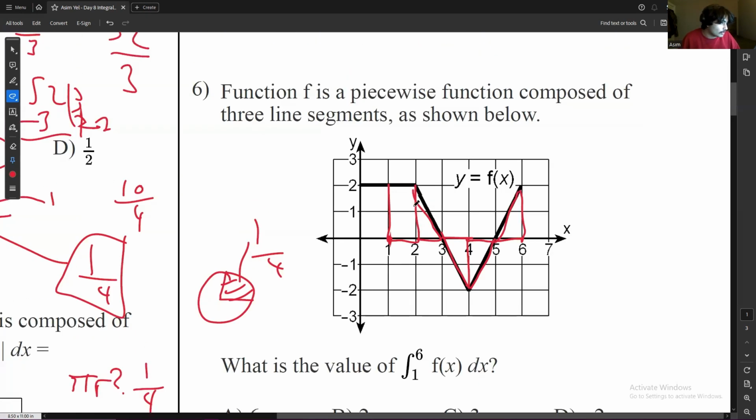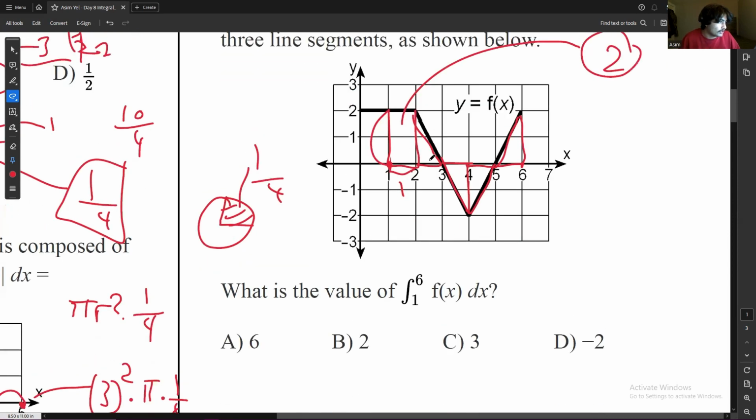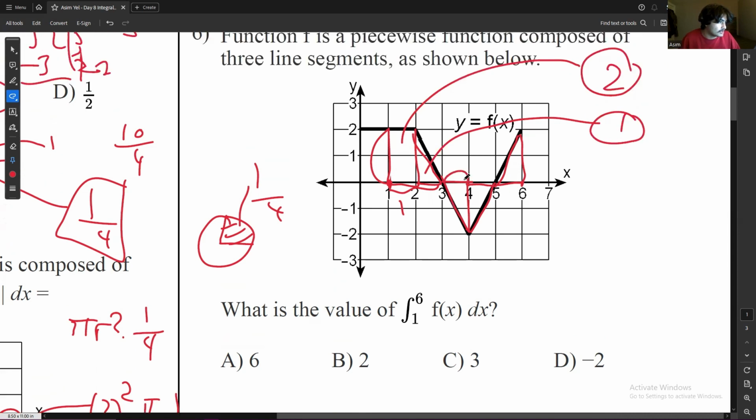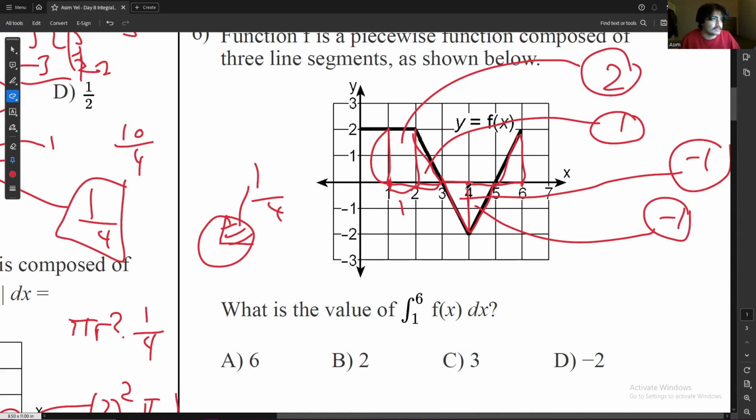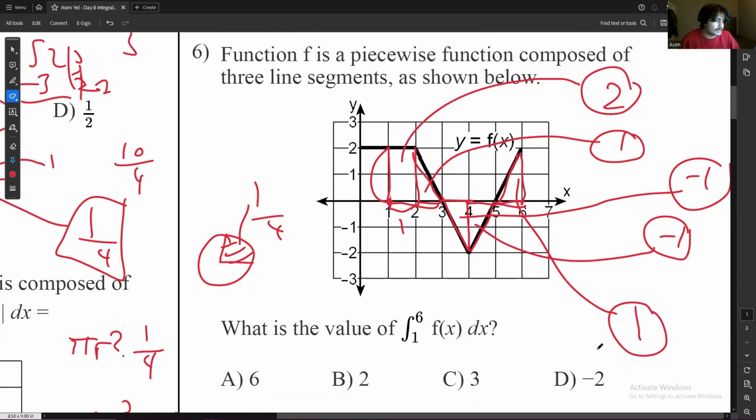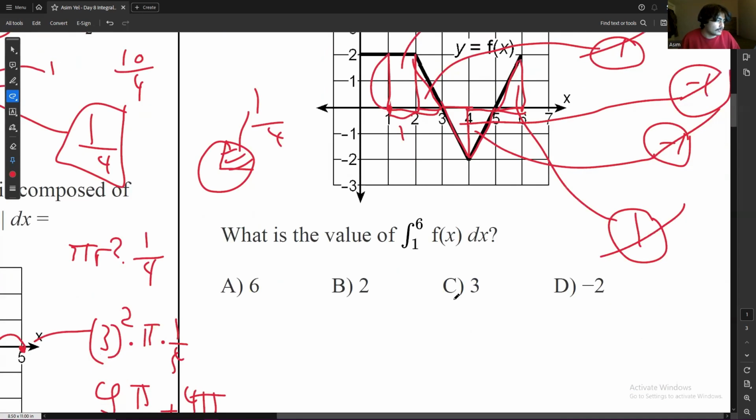Okay. So this rectangle has a length of 1 and a height of 2, so I got 2. Over here, this triangle will be 1 to 2, so this will be a triangle of 1. And over here, I got 1 to 2, so this will be a triangle of -1. And so does this one, because it's the same triangle, with the same height and the same length. And over here, I have 1 to 2, so this will be 1. So add these numbers together, guys: 1, -1, -1, 1. These just go away, and I end up with 2.